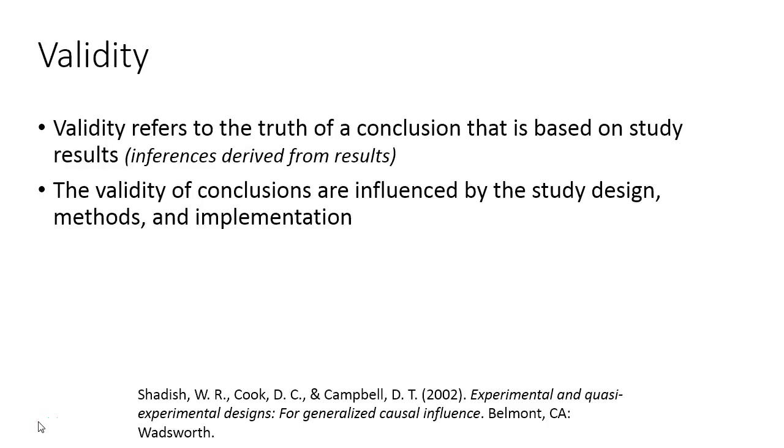The next concept is validity. Validity is a little more complex. But at its most basic level, validity refers to the truth of a conclusion that's based on study results. Another word we use is inference. Inference and conclusion mean about the same thing. So what are these inferences that we're deriving from the results of a study? What is important about validity is that the validity of these conclusions is influenced by how we design the study. They're influenced by the methods that we use in that study and how carefully that study has been implemented.